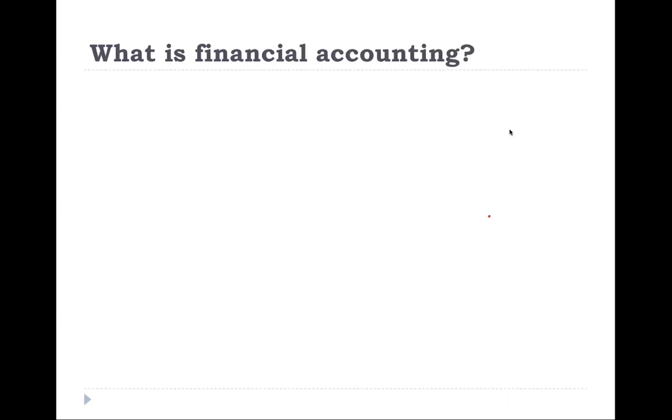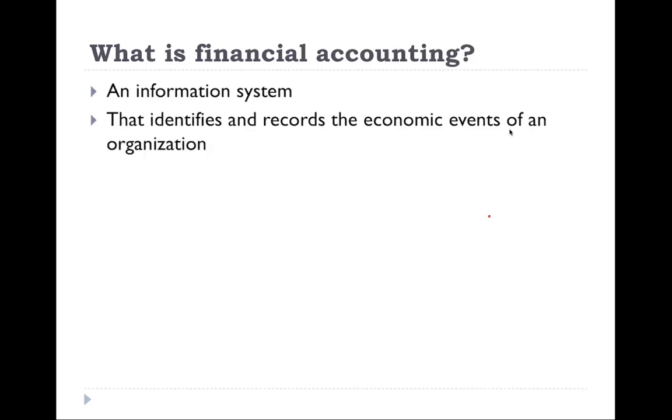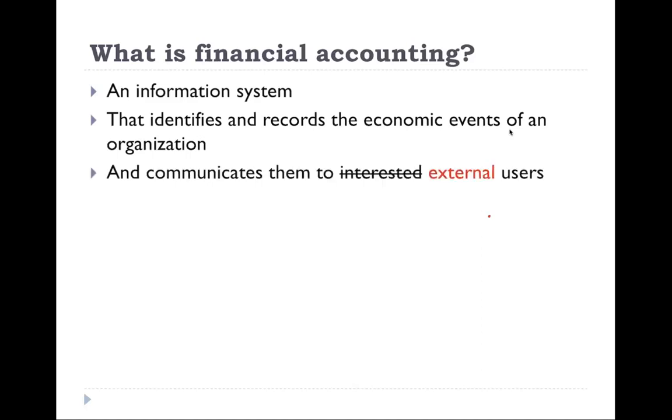So now let's give financial accounting a more formal definition. What is financial accounting? Financial accounting is an information system that identifies and records the economic events of an organization and communicates them to the firm's external users. So that is the definition of financial accounting. And this course is an introduction to financial accounting course. In other words, the purpose of the information system we are going to learn in this course is to provide information to the firm's external users, most importantly, the firm's investors.